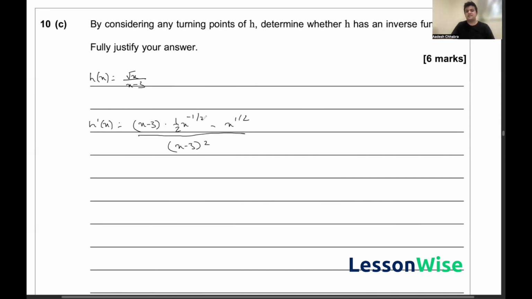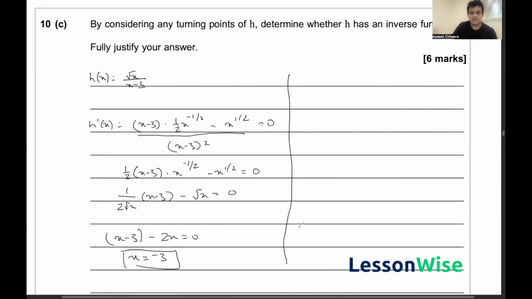Okay, so now that we have this, essentially we have to find the turning point, and that is essentially when this is equal to 0. So if we set this equal to 0, we know that the numerator has to be equal to 0. So I can go ahead and simplify this by saying that half times x minus 3 times x to the power minus half, minus x to the power half, is equal to 0. And I can write this out as 1 upon 2 root x times x minus 3 minus root x is equal to 0. If I times through by 2 root x, I get x minus 3 minus 2x is equal to 0, and thus x would be equal to minus 3.